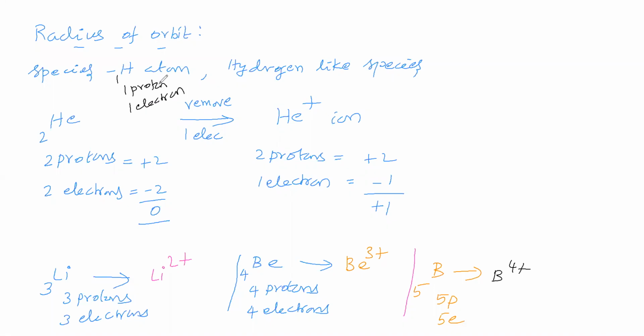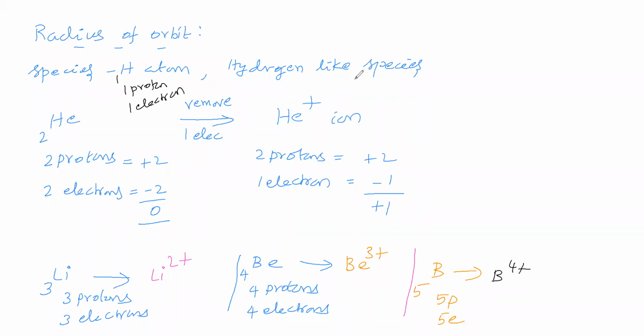Hydrogen atom is having 1 proton and 1 electron. Now we will take He plus. He plus is having 2 protons in the nucleus, but 1 electron. It is an example for a hydrogen-like species.